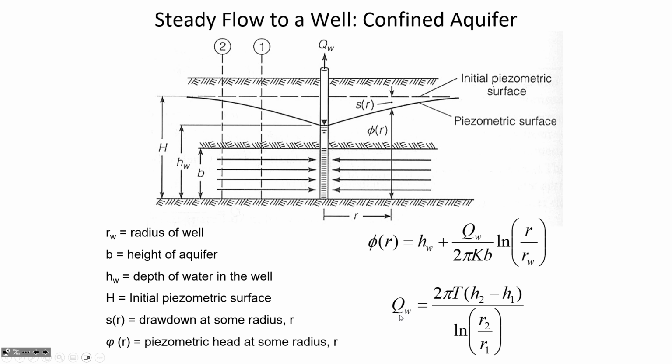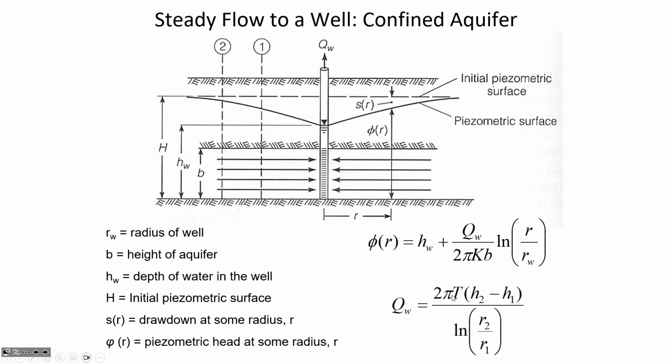And then Q sub W is going to be the flow rate out of the well. So let's think in terms of units. Is this equation dimensionally homogeneous? Dimensionally homogeneous means, do you have the same units on the right-hand side of the equation as you do on the left-hand side of the equation?